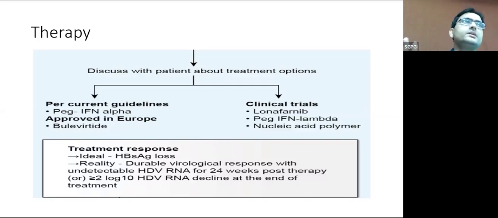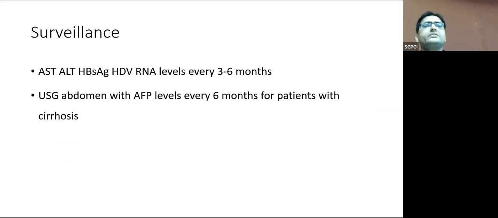One thing to remember is, in case ALT levels are elevated and the patient has compensated cirrhosis along with hepatitis B virus, you need to treat for hepatitis D virus. What are the treatment options available? Pegylated interferon alpha and bulevirtide. Many drugs are in the pipeline which are being assessed, so you can omit that part. How do you assess treatment response? HBsAg loss, or after 24 weeks you can assess for a decrease in HDV RNA level of more than 2 logs or disappearance of HDV RNA. Every 3 to 6 months, you can monitor such patients with HDV RNA, ALT, and HBsAg status. And as you do with hepatitis B, USG abdomen with alpha fetoprotein every 6 months for patients with cirrhosis.